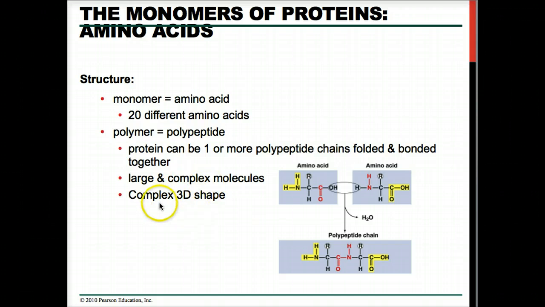So they have a very large, complex 3D shape. Proteins are only functional if their shape is proper. Shape is very important in proteins. And we'll look at some examples in future slides.